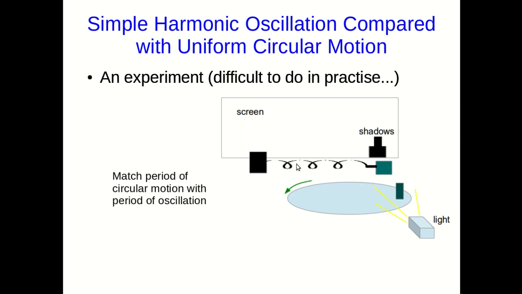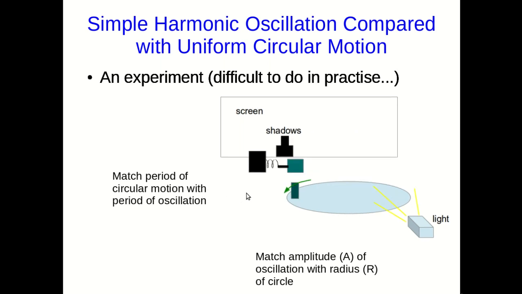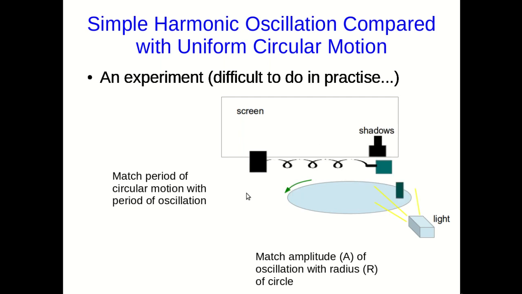That takes some arranging. You also need to match the amplitude of the oscillation to the radius of the circle, and what's more, you need to get the equilibrium position of your oscillation lined up with the middle of the circle. And then you shine a light, and you're going to look at the shadows, and you set it up so that at the moment you release your mass, the shadows are on top of each other. And what you find then, as you watch it, is that the shadows stay exactly in sync with each other. They go around the circle in lockstep.